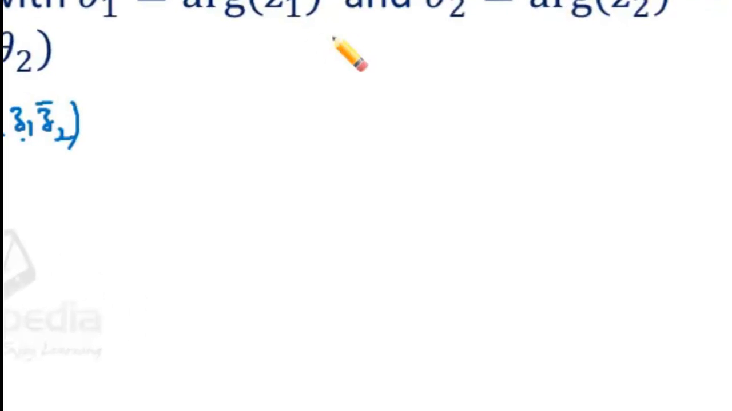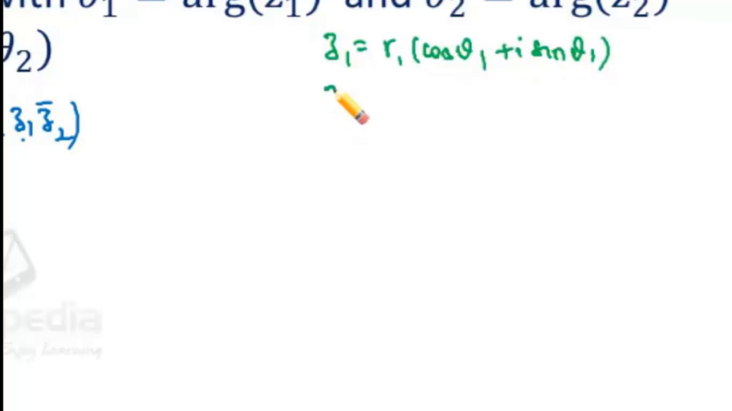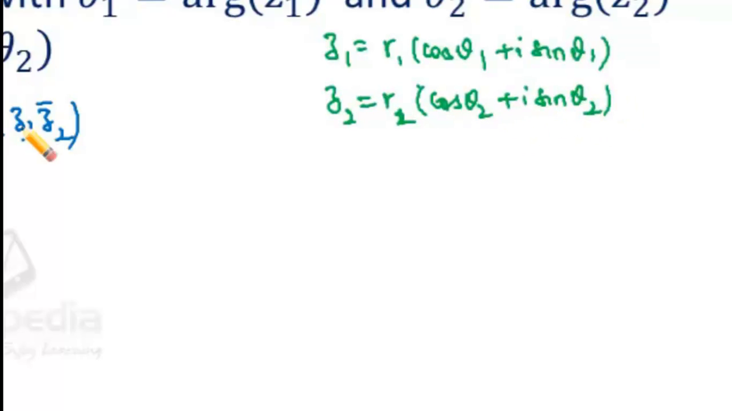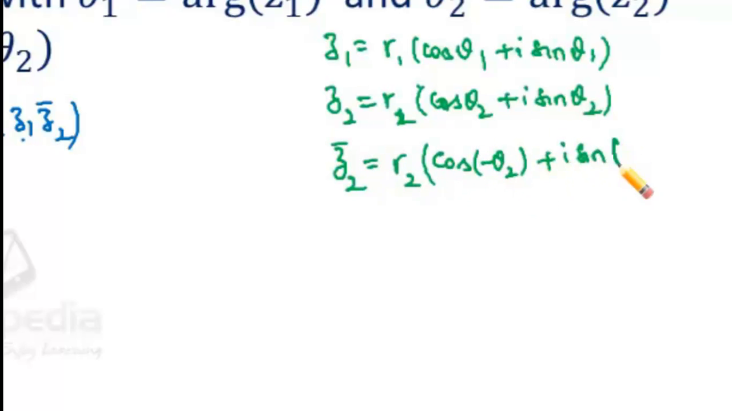When Z1 is taken as R1 times cos theta 1 plus i sin theta 1, and Z2 as R2 times cos theta 2 plus i sin theta 2. Now we have a Z2 bar in the product. What does the conjugate property say about Z2 bar? Magnitude remains the same. The argument differs by a sign. So this becomes cos minus theta 2 plus i sin minus theta 2. Only the argument changes sign, but the magnitude remains the same.